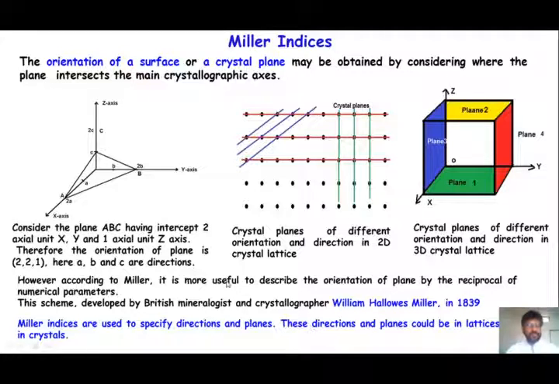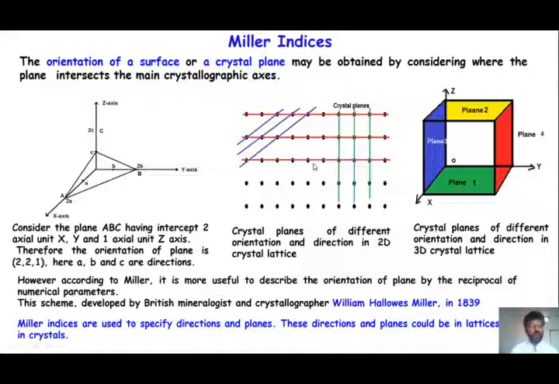So the scientist William Hallowes Miller suggested a technique to show the orientation of the planes by taking the reciprocal of the intercepts, and these are known as the Miller indices. According to Miller, it is more useful to describe the orientation of the plane by the reciprocal of the numerical parameters. That means instead of writing the intercepts directly, it is more useful to take the reciprocal of those numerical parameters.